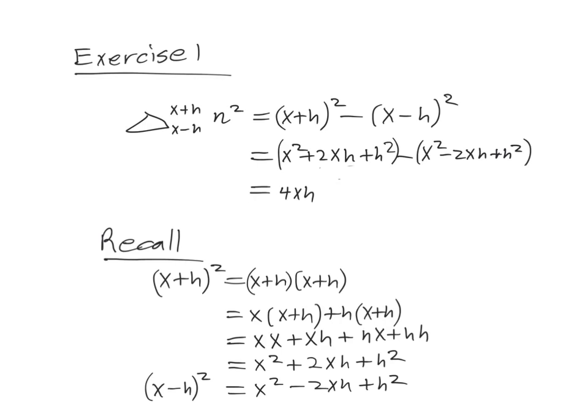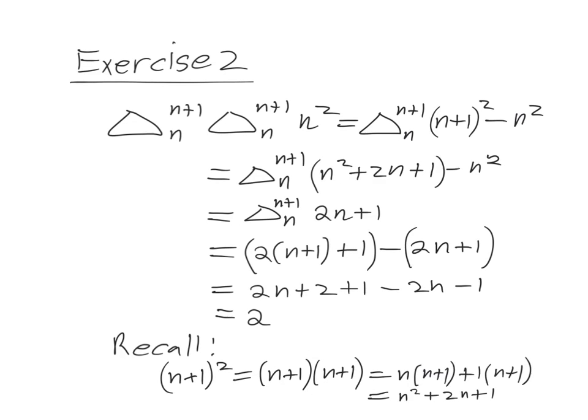The delta that we're trying to compute is by definition (x plus h) squared minus (x minus h) squared. Making the substitutions, we get x squared plus 2xh plus h squared minus the quantity x squared minus 2xh plus h squared. Canceling and adding the interior terms, we get 4xh.